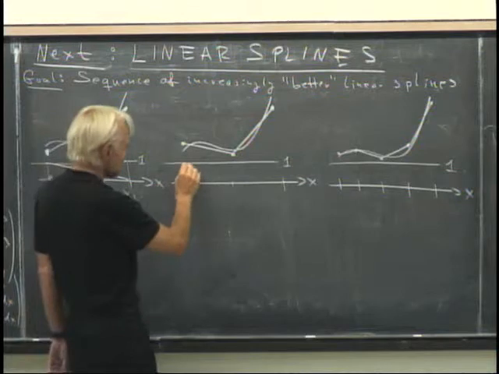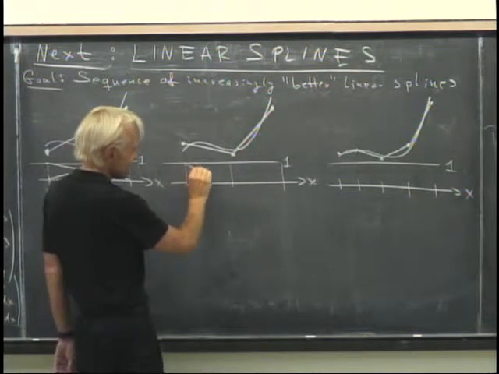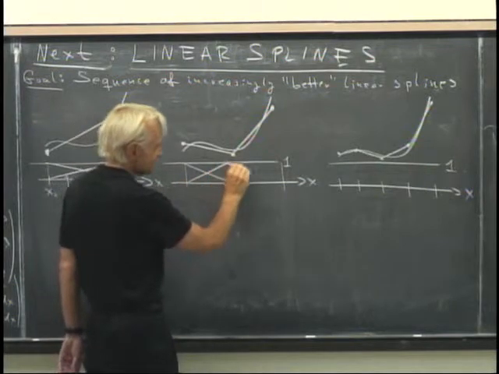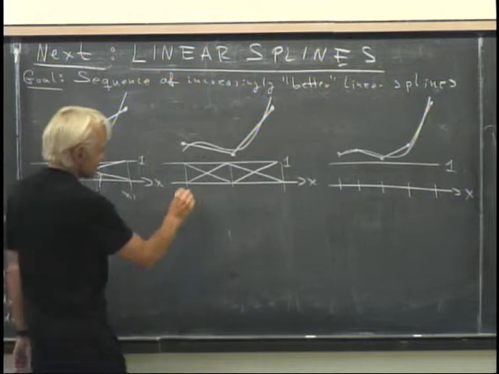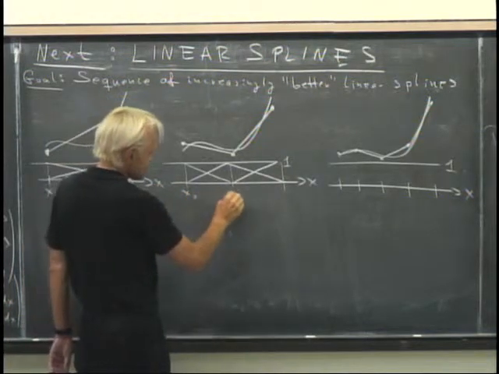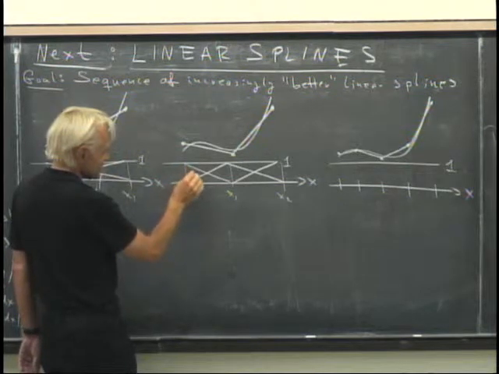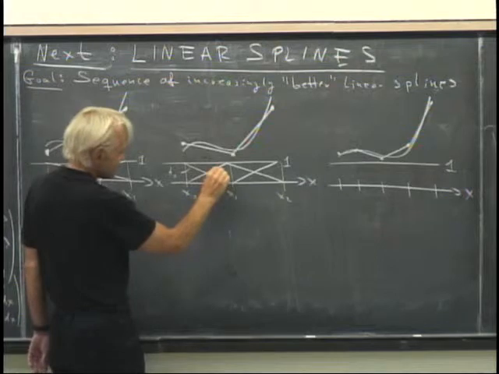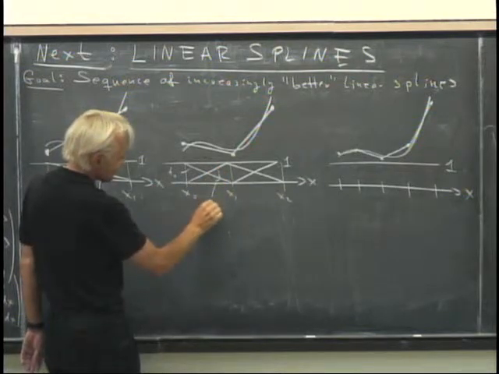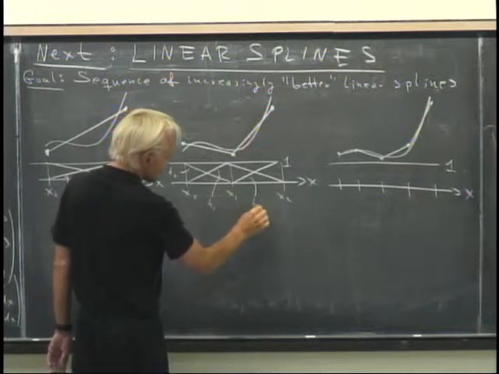Now here, I have more hat functions. I have one hat function that starts here and goes down, the other hat function goes up and goes down, and the other one starts here and goes up. So again, the numbering is the same, x0, x1, x2, we have one more knot, and this guy would be hat function 0, this guy here would be hat function 1, and this guy here is hat function 2.